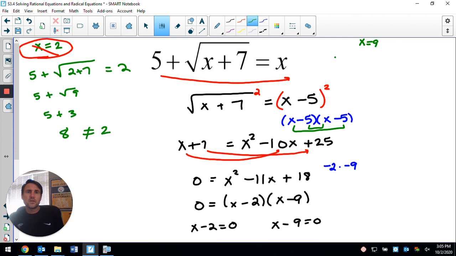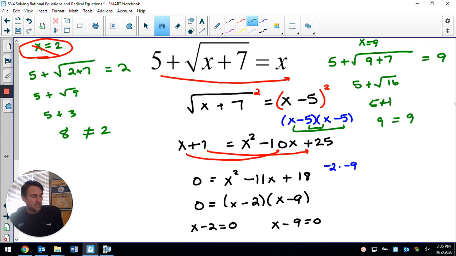Hopefully it works. 5 plus the square root of 9 plus 7 equals 9. And what is 9 plus 7? 9 plus 7 is 16. The square root of 16 is 4. Add those together. 5 plus 4 is 9. Hey, look at that. It worked itself out, all right?